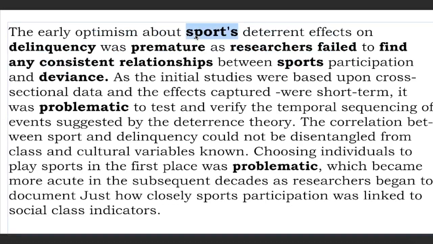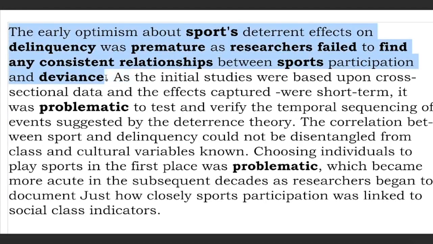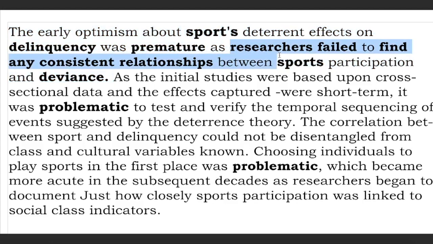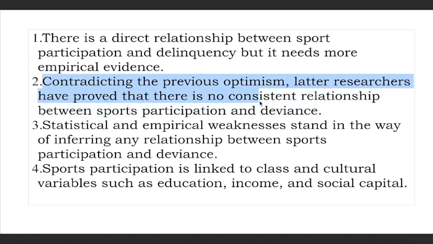Now hopefully the idea is very clear to me. The idea was in the very first sentence itself: researchers failed to find any consistent relationship between sports participation and deviance, and whatever further problems in the story, right? Let me check the other option. Contradicting the previous optimism, latter researchers have proved that there is no consistent relationship between sports participation and deviance. Contradicting the previous optimism. Now this is the confusing option, because you saw optimism and you know optimism did not work. So this part seems okay.